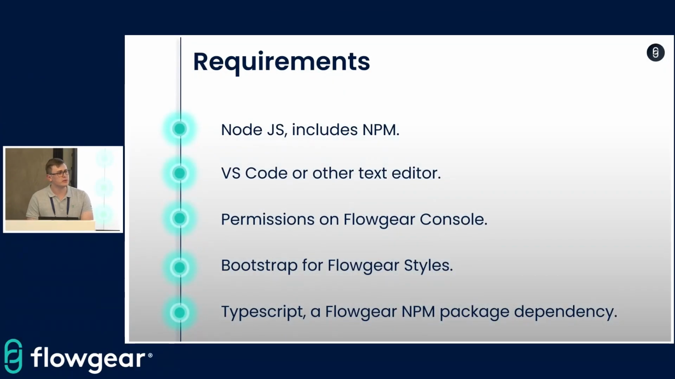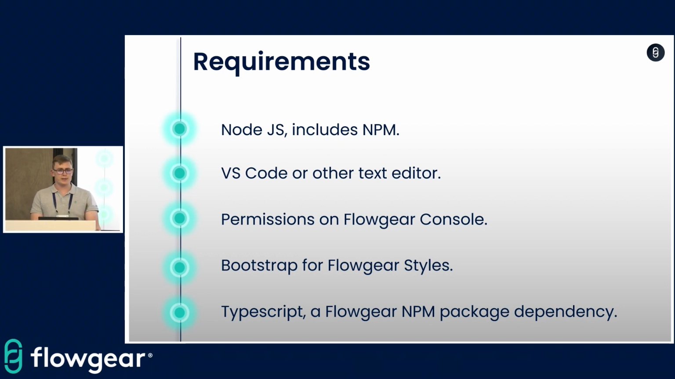So some requirements we would need to develop a web app. You do need Node.js, which includes NPM. This is because we have a Flowgear web app NPM package that we have published, and you'll use that to invoke site-specific APIs or even any native APIs via the web app. You also need some sort of text editor. That depends on your preference. For our demo purposes today, we'll be showing you VS Code.